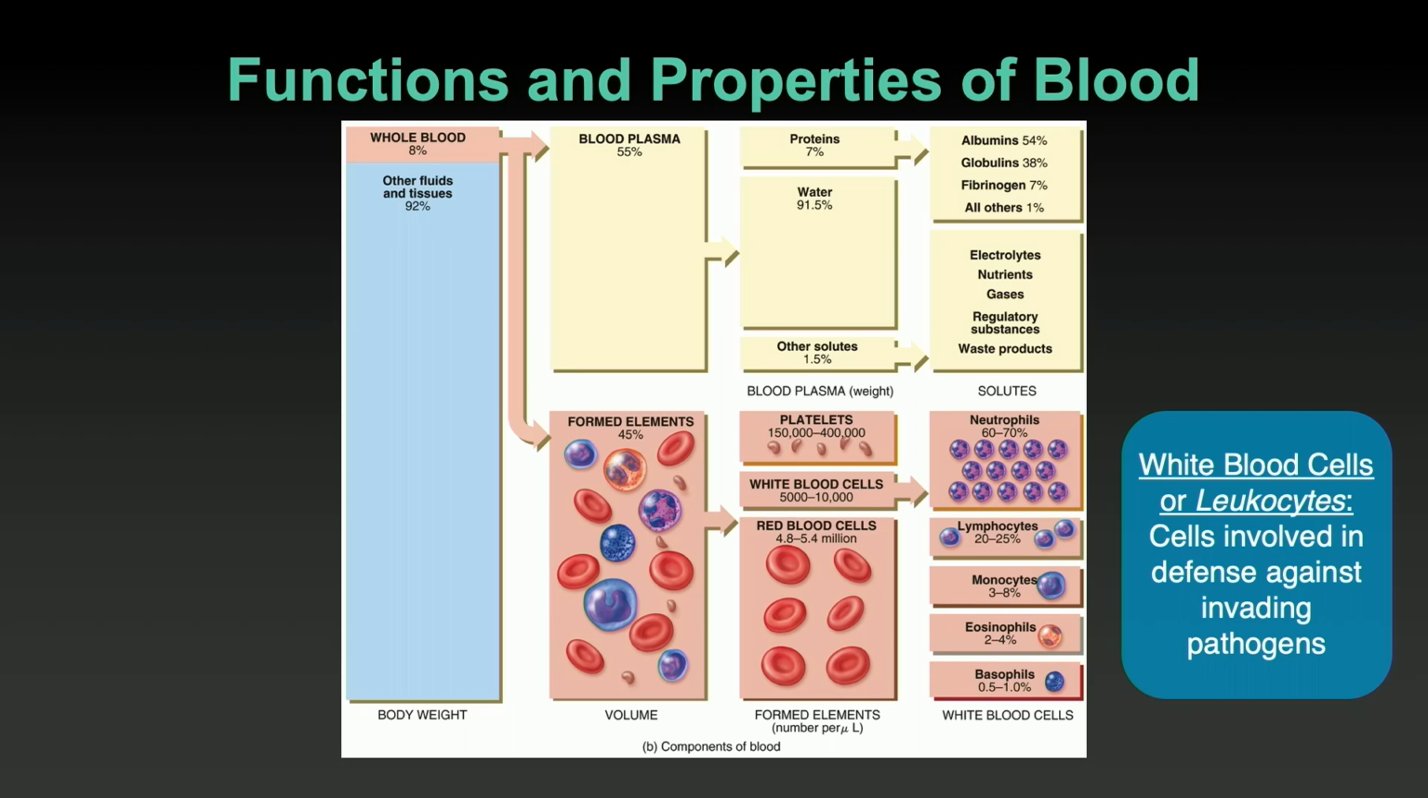You can see the breakdown of them on the right-hand side. Neutrophils, lymphocytes, monocytes, eosinophils. Luckily, we're not talking about those too often, and basophils. So white blood cells are leukocytes. Collectively, they're also referred to as leukocytes. The names are the same. White blood cells, leukocytes. And these are the cells that are involved in defense against invading pathogens.